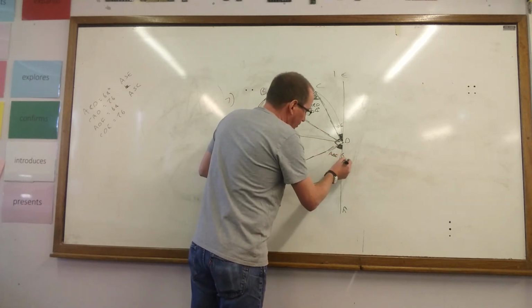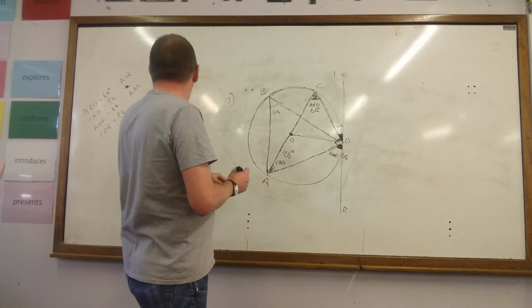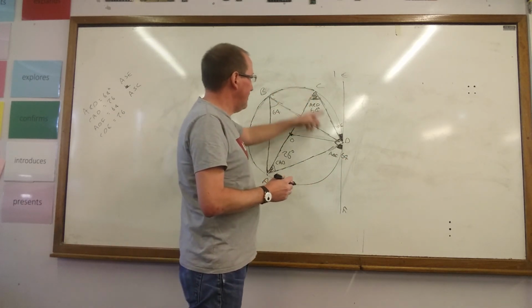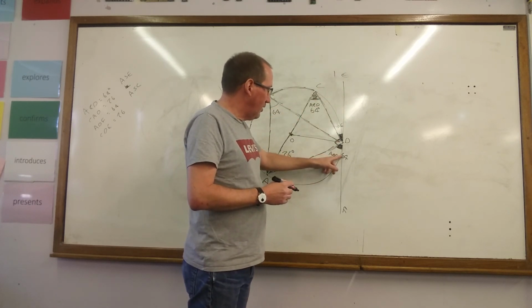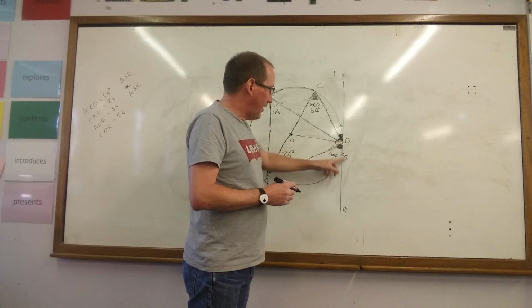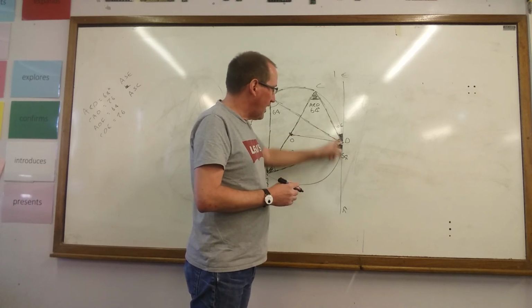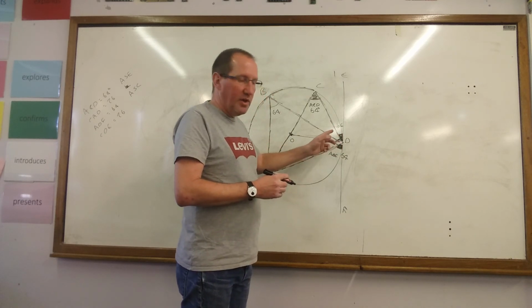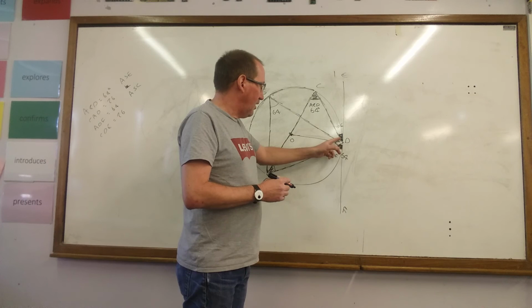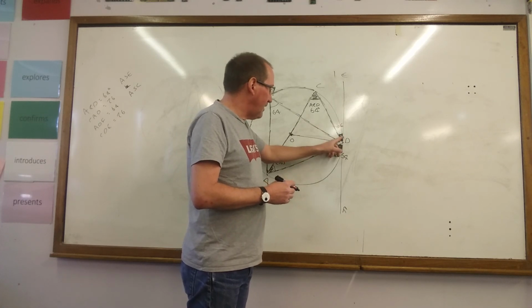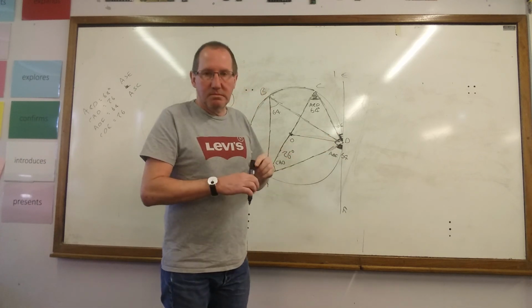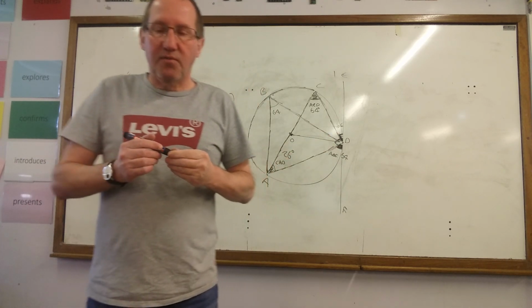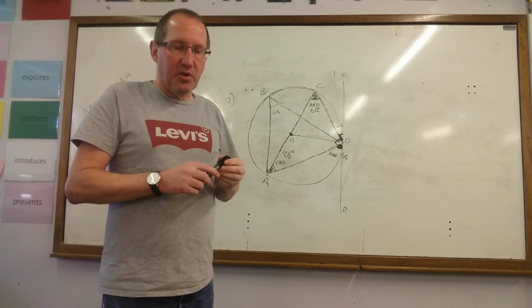Now, there's two ways I can work out the last one, because the last one it asked me for is CDE. I could either use the fact that I know this is 64, I know this is 90, add up to 154, so on the straight line, which is 180, I've got 26 left, or again, I can use that alternate segment theorem with a chord, so that must be the same as that, so that and that are both 26. Alright, quick run through, hopefully that will help you see one of the complicated questions.